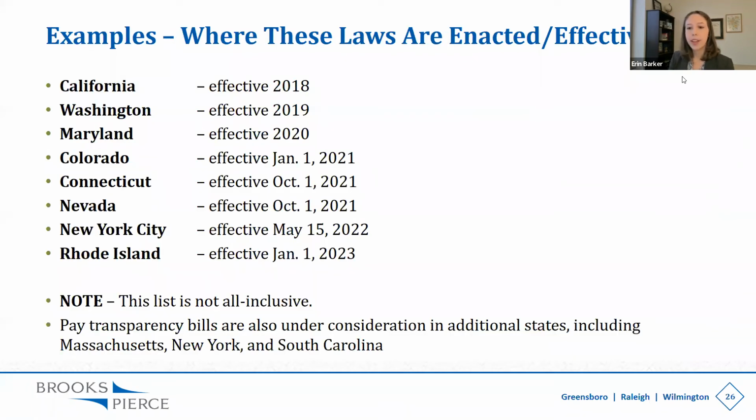So here are some examples of where pay transparency laws have been enacted or are effective. California was the first. It had a pay transparency law effective in 2018. Washington followed in 2019, Maryland in 2020. Colorado, Connecticut, and Nevada all had laws go into effect back in 2021. New York City is coming up in a couple months, May 15th, 2022. Its pay transparency law will be effective. And Rhode Island is giving employers a little bit more time to prepare. They have passed the law, it is enacted, but it is not effective until January 1st, 2023.